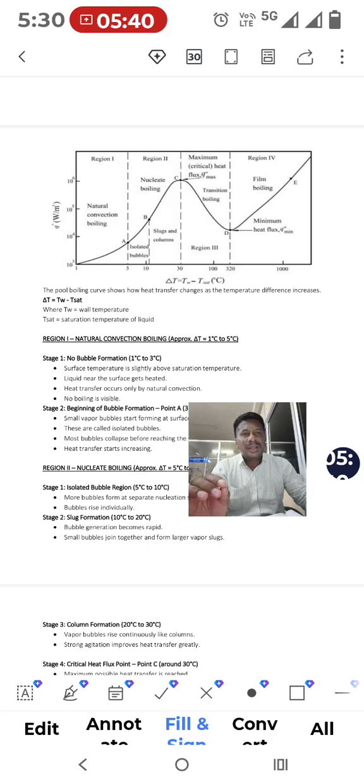This is the simplest phase diagram for the pool boiling curve at atmospheric pressure. Once again, the curve is classified into four regions. Region 1 is called natural convection boiling, region 2 is called nucleate boiling, region 3 is called transition boiling, and region 4 is called flame boiling.